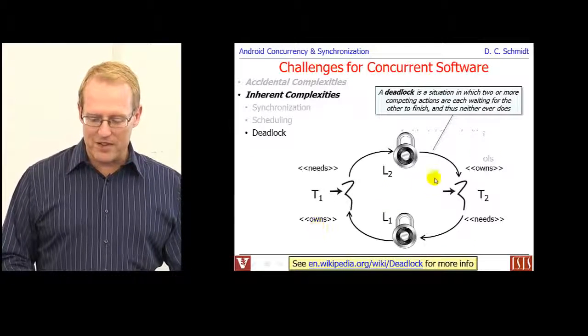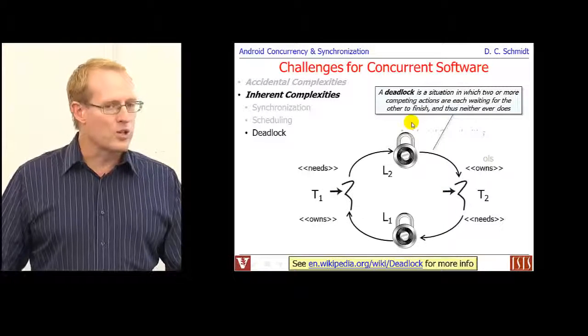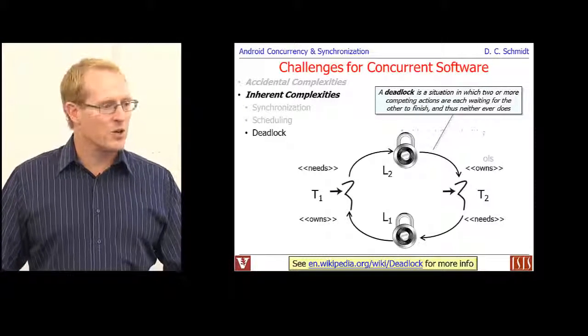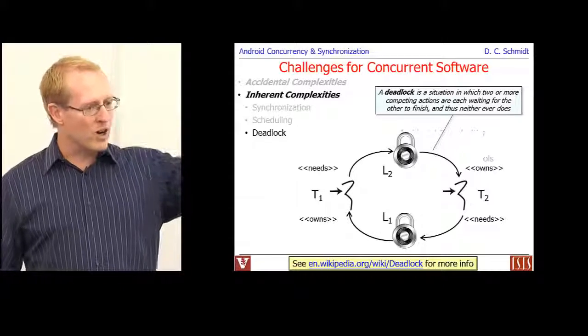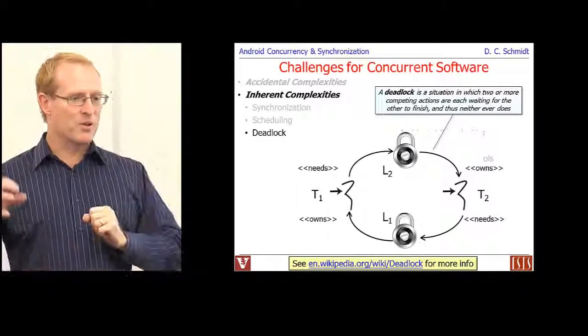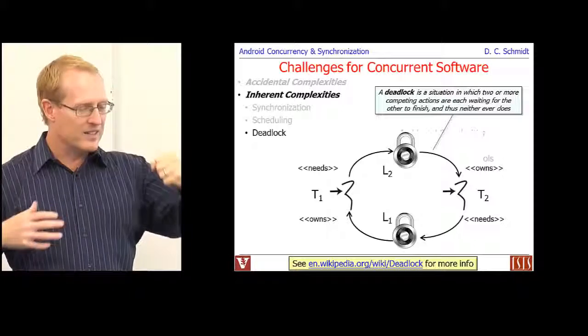So basically, if you have a couple of locks and a couple of threads, you have to be very careful about the order in which you try to acquire the locks, because if you don't, one thread will acquire one lock and try to get the other one. The other thread will acquire the other lock and try to get the first one, and they deadlock.